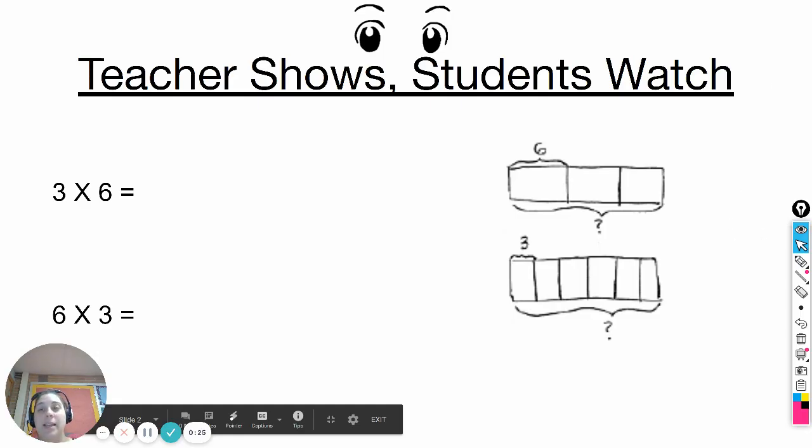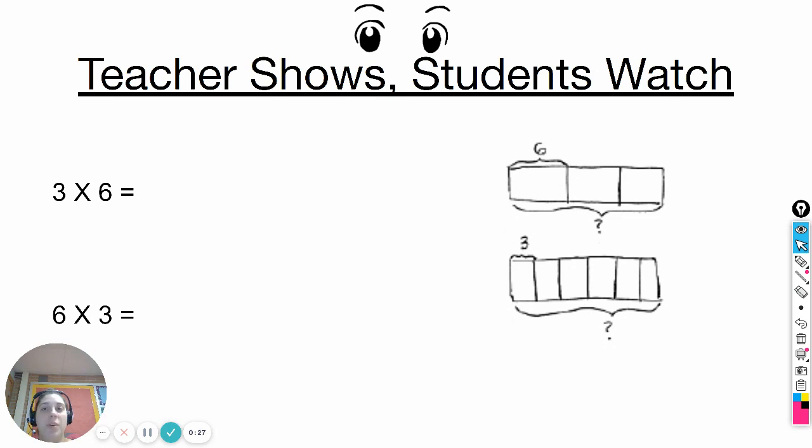What we're doing today is going to look pretty similar to what we did yesterday. But we're going to keep up with that practice because commutativity will really help us in the future when we're doing our multiplication facts. So here I have an example that's 3 times 6, and then I switched it to get 6 times 3. And what we want to prove is that both answers are the same.